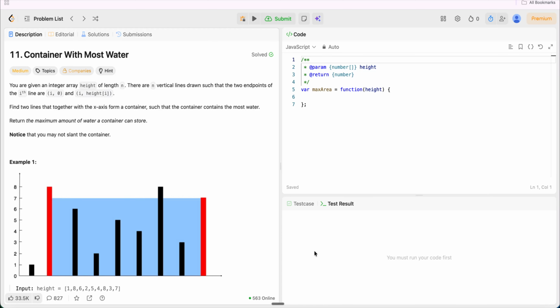Hi everyone, let's solve this problem. Container with most water. Let's understand the problem statement.